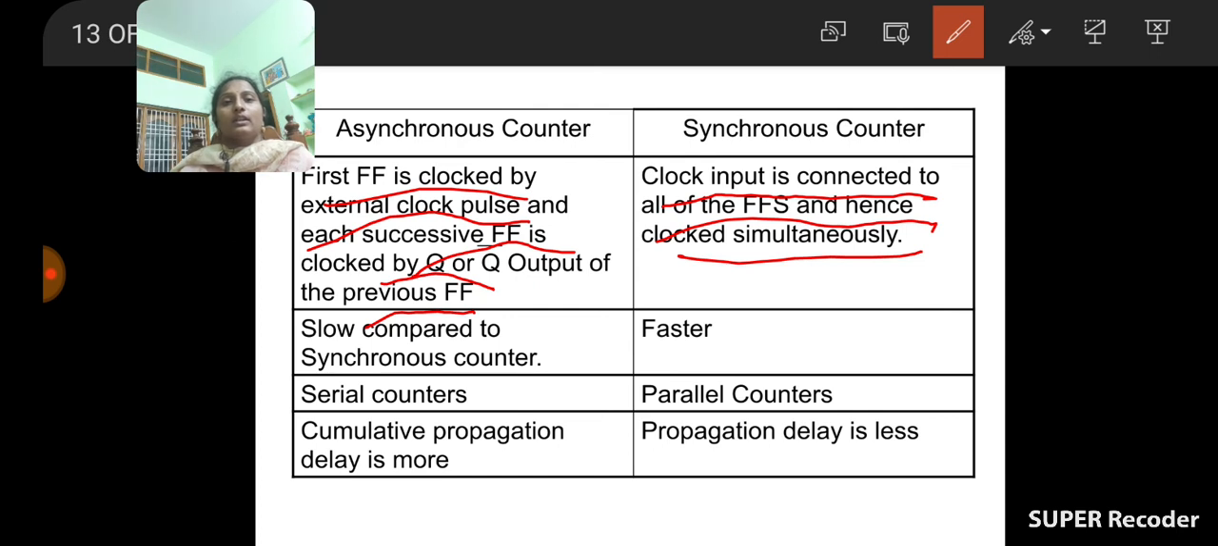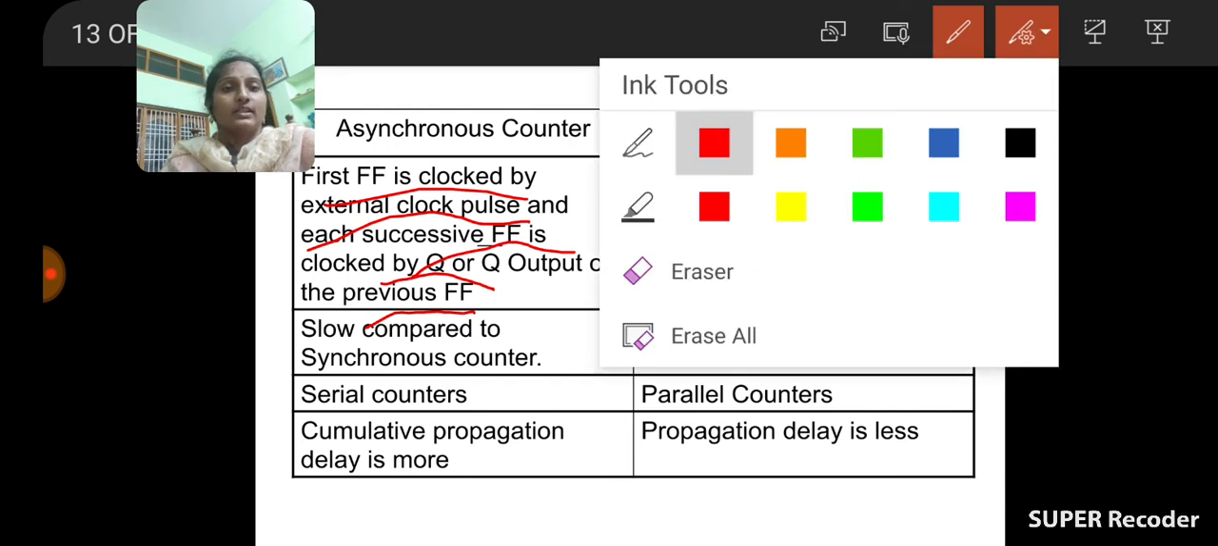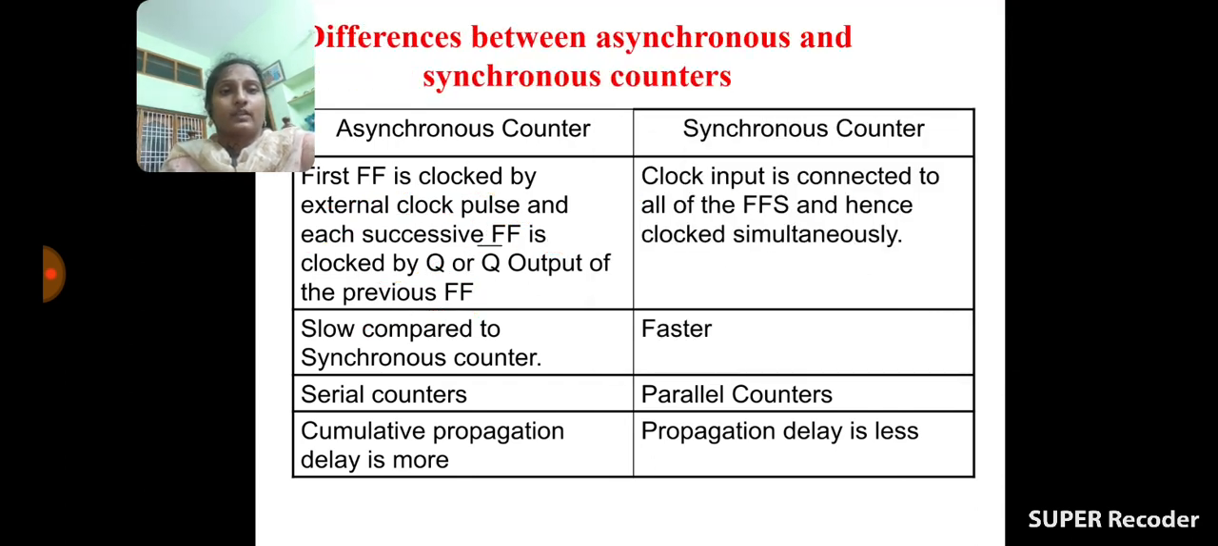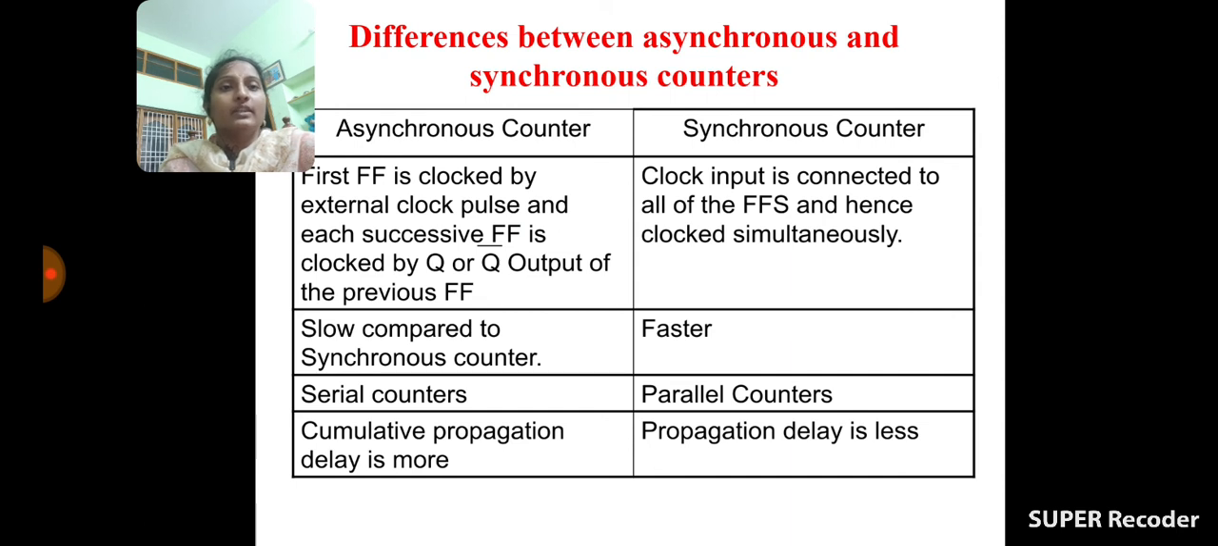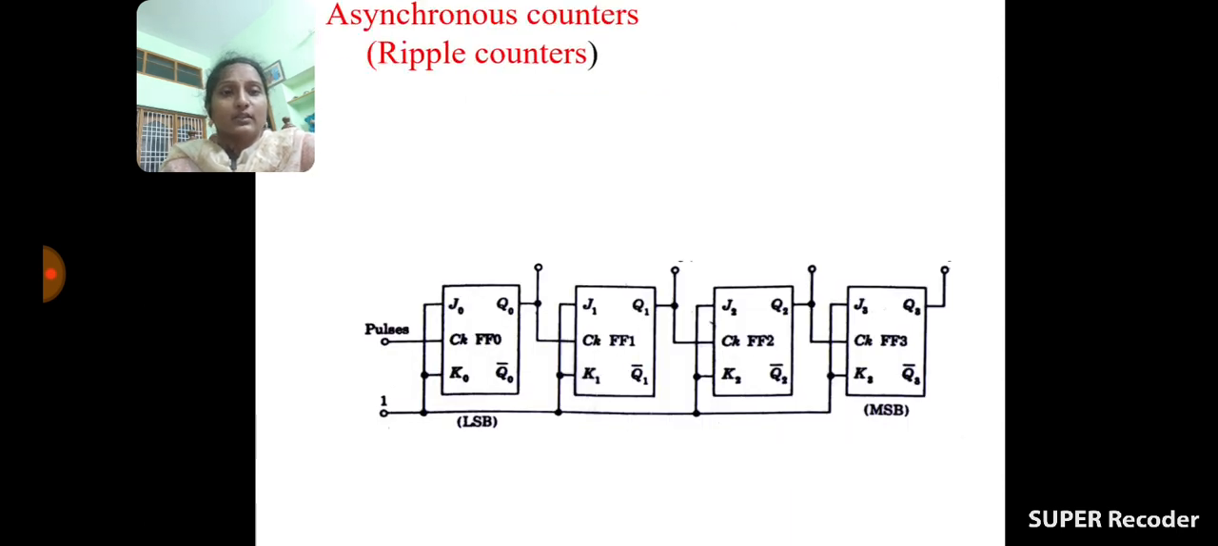You see here, in an asynchronous counter, delay is more, obviously. Why? Because every stage waits for the output of the previous stage. Why? Because only if it receives the output will it be switched. Because the output of the previous stage acts as a clock pulse for the next stage. Okay, and in the synchronous counter, the propagation delay is less, obviously. So these are the main differences between asynchronous and synchronous counters.